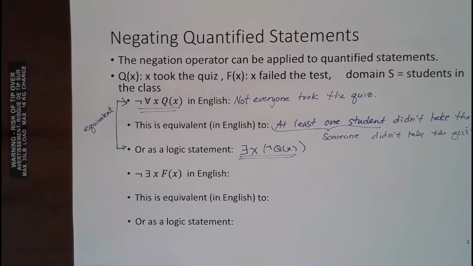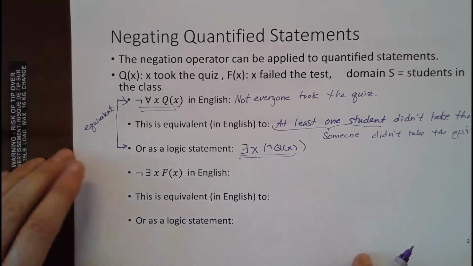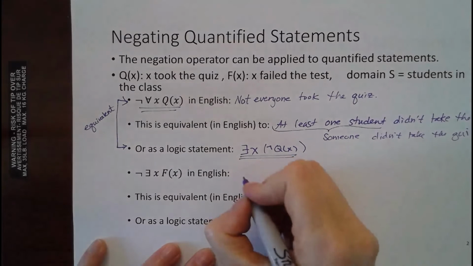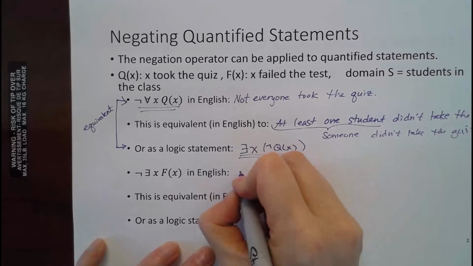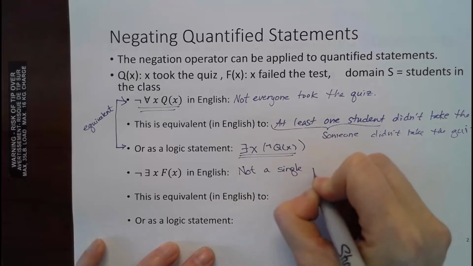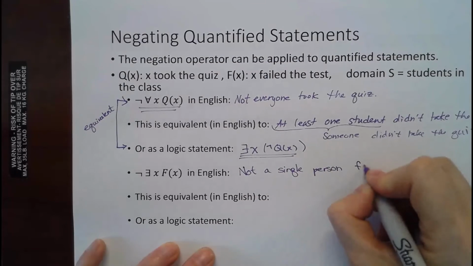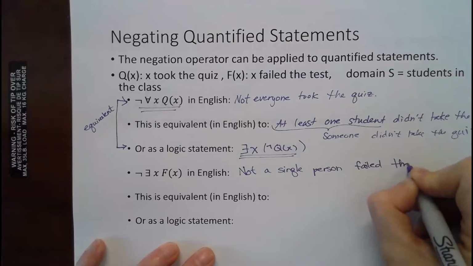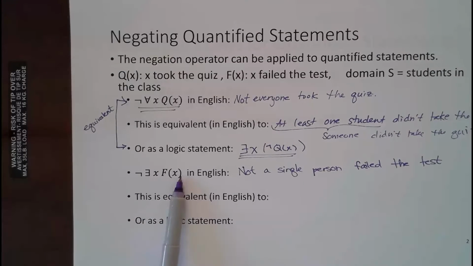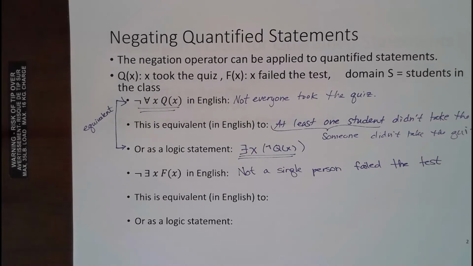All right, go ahead, Grant. Matthew helps us a lot. Someone did not fail the test? Not quite. Not one that failed the test. Matthew, what do you think? Not a single person failed the test. There does not exist a person that failed the test. So, not a single person failed the test. That's right, the right idea.